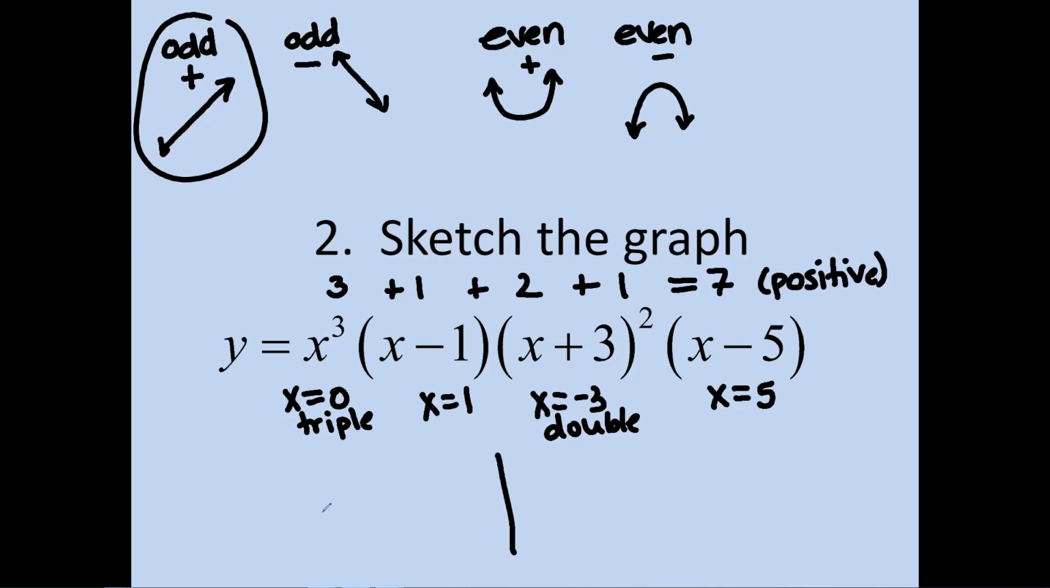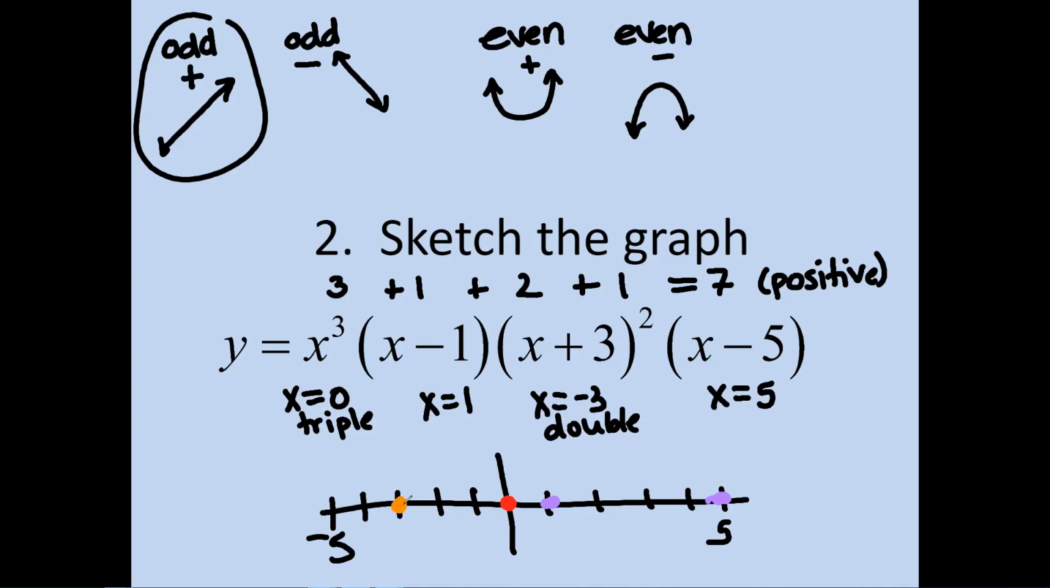So I am going to have 1, 2, 3, 4, 5. And let's get a different color here. So I have a 0, which is a triple. I have a 1, which is a single. I've got a 5, which is a single. And I have a negative 3, which is a double.